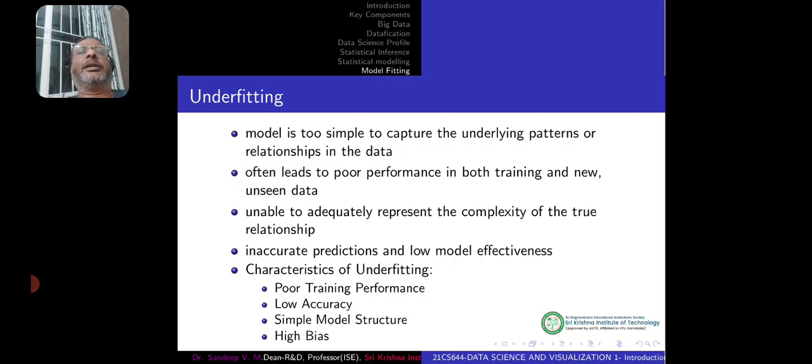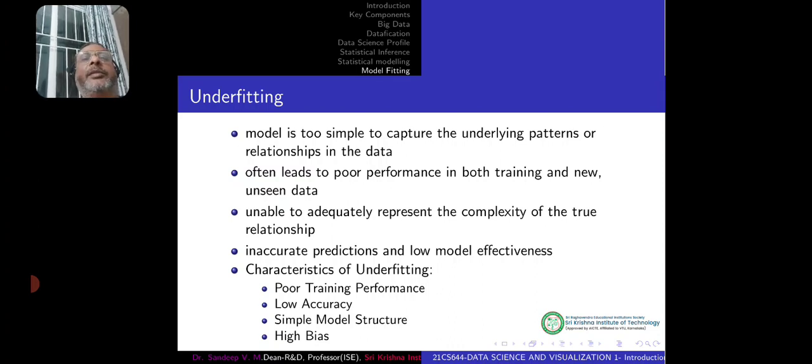That means irrespective of whether the results are known, that is the training data, or the results are unknown, that is the testing data, it gives the best performance in both cases. That's what we are interested in. But in the underfitting case, for training it will get a low performance, for testing also it will get a low performance, and the results are so different that the bias is very high.